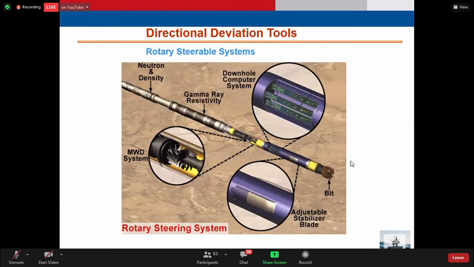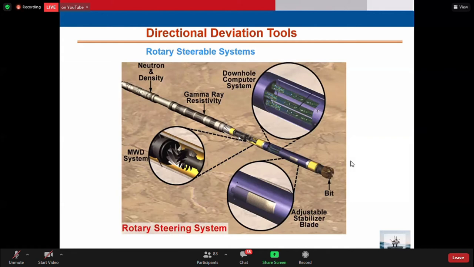So the rotary steerable system is simply composed of an upper section. The upper section may be used, but it is not compulsory to use. I can combine with the rotary steerable system logging tools, which I call LWD, logging while drilling, such as neutron density, gamma ray or resistivity. Also, I install an MWD system.